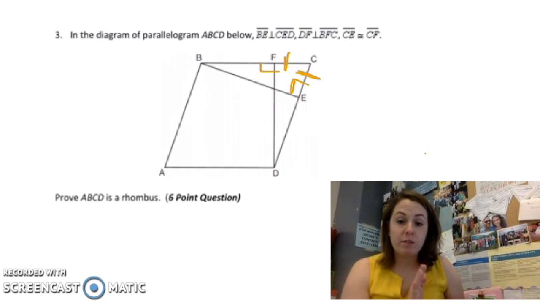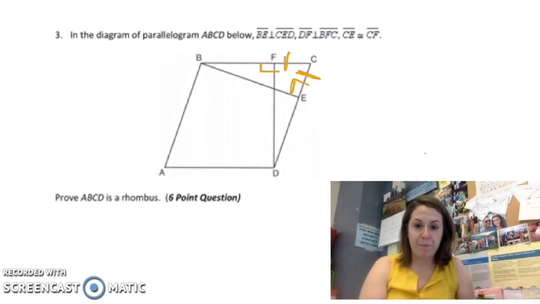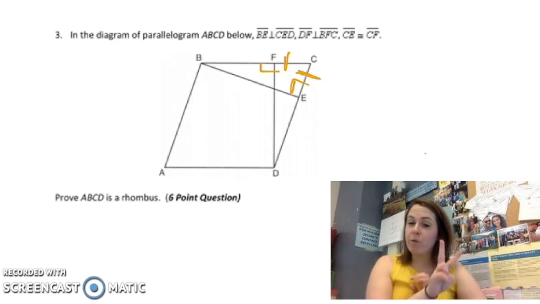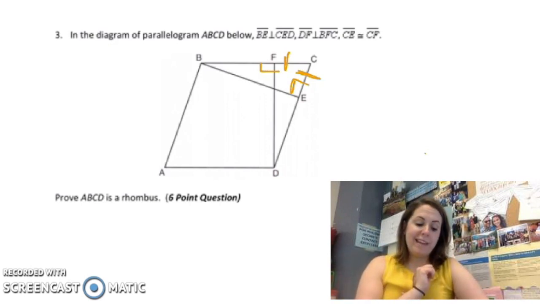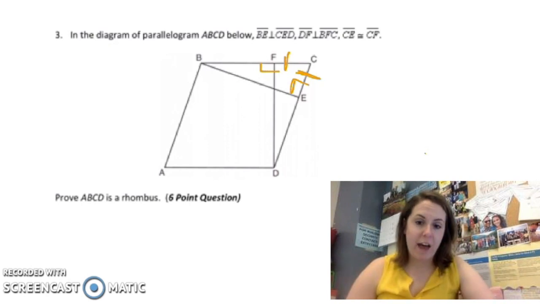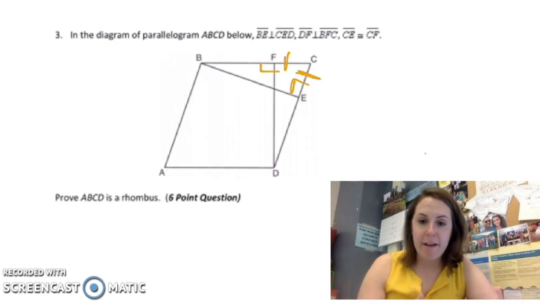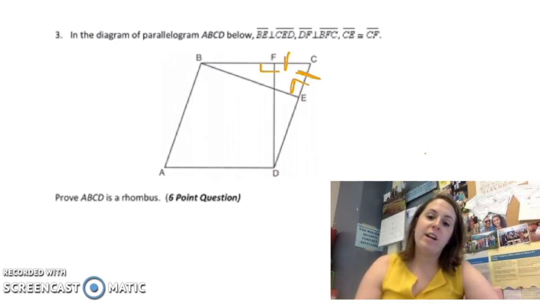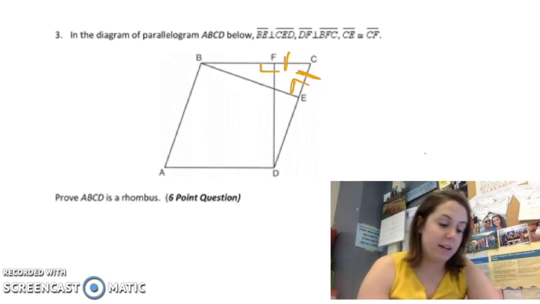So if I want to show that this is a rhombus, I already know it's a parallelogram. So if I can show that it's a parallelogram that has two congruent sides, or that has perp diagonals, I'll know that it's a rhombus. I don't have the diagonals here, so perp diagonals isn't going to work. So instead, let's try to show that we've got two congruent consecutive sides.